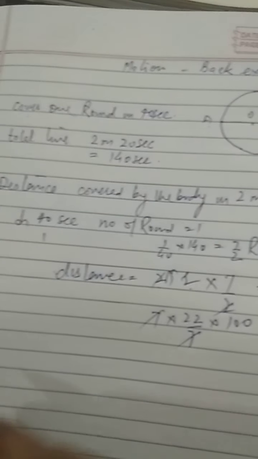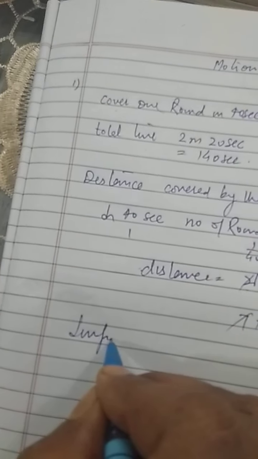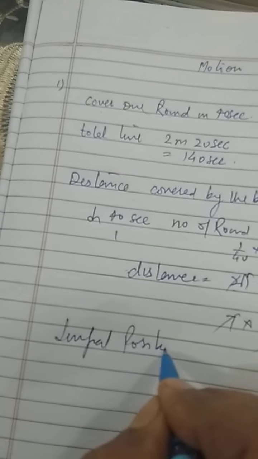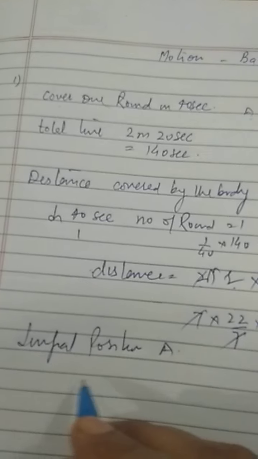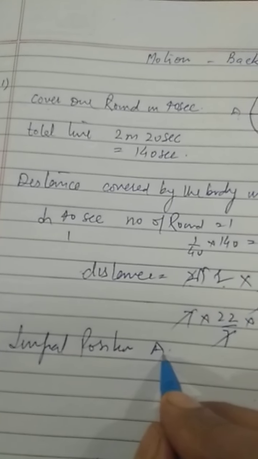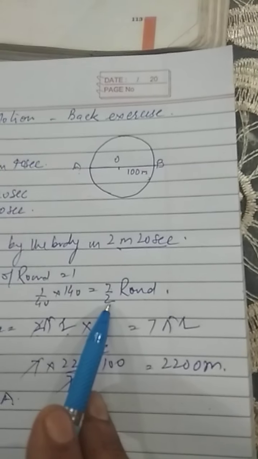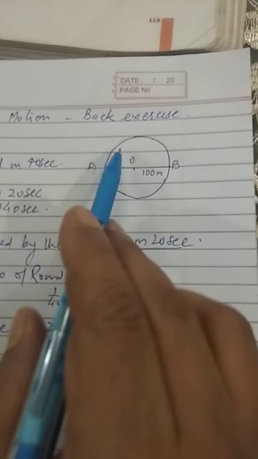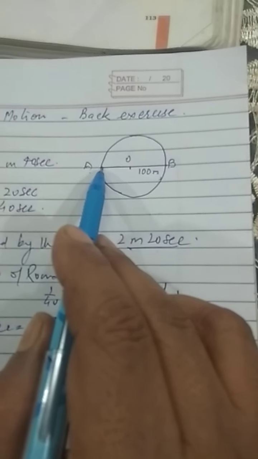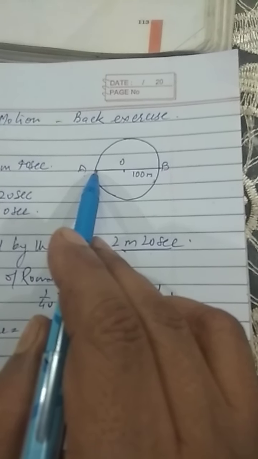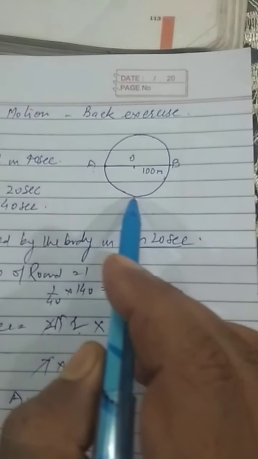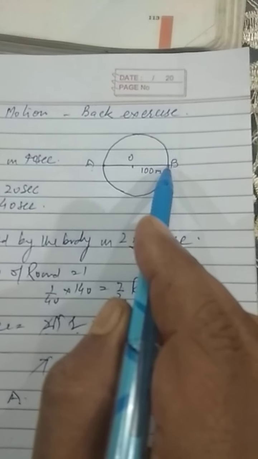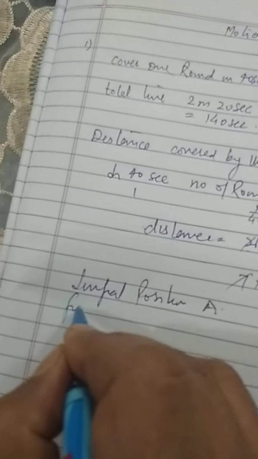And displacement. Let the initial position of the body be A, and we have to calculate the final position. After 2 minutes 20 seconds, he took 3.5 rounds. So after 3 rounds, he again comes back to A, and after that he also took half a round. So half a round will be finished at point B. So the final position will be B.